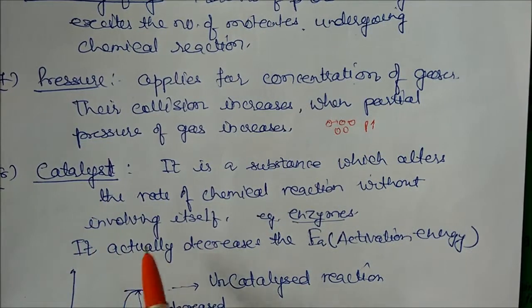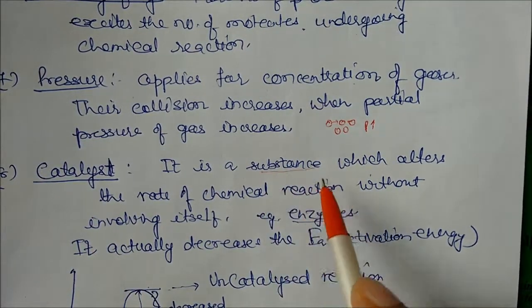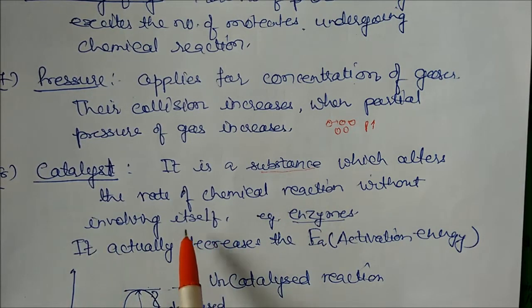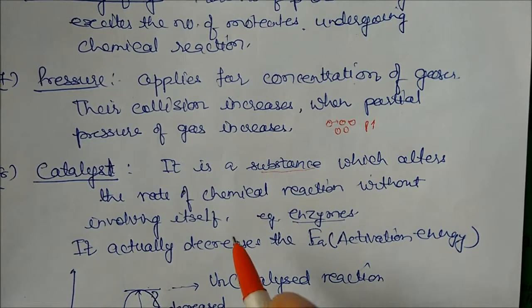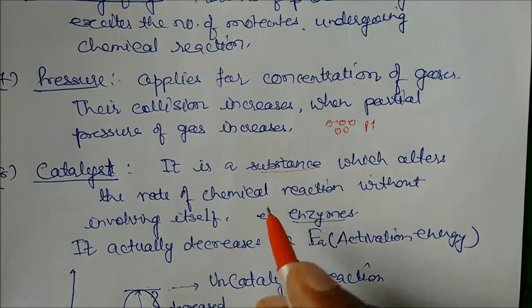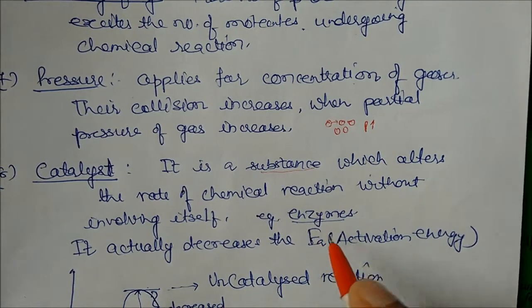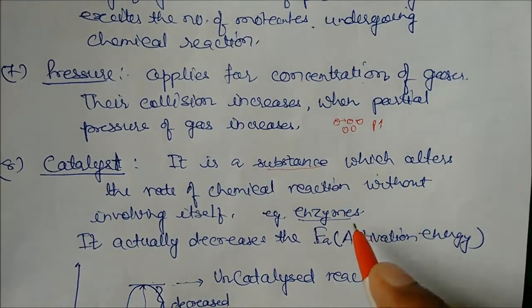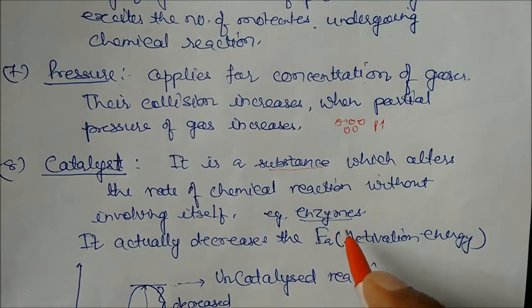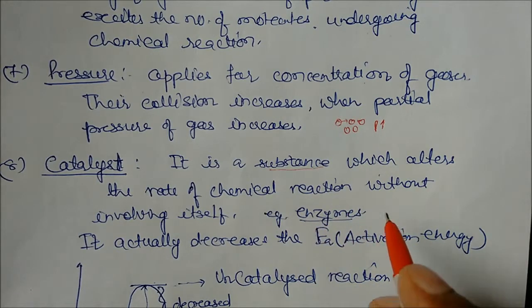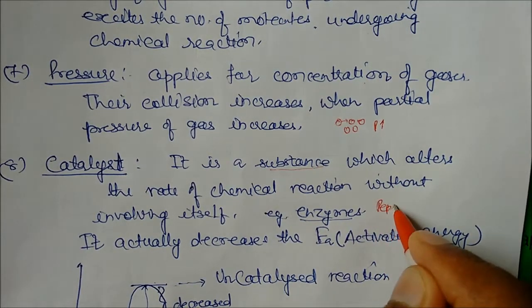Catalyst. What is a catalyst? A catalyst is a substance which alters the chemical reaction without changing itself. So a catalyst is not involved in the chemical reaction, but it increases the speed of the rate of chemical reaction. We have examples like digestion in human beings. There are so many enzymes, and these enzymes help in converting the nutrients into small pieces, like pepsin.